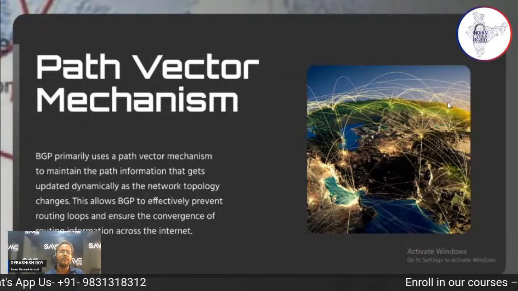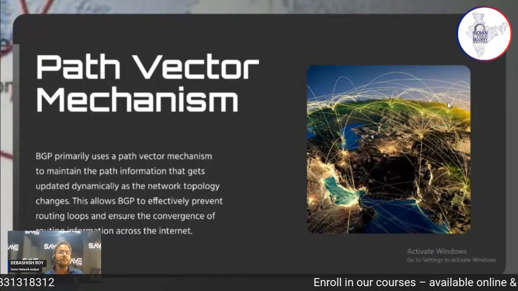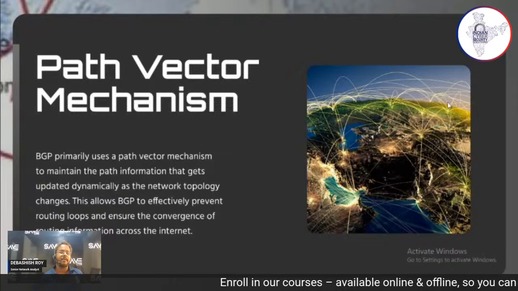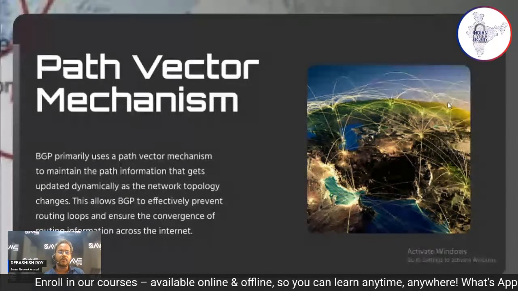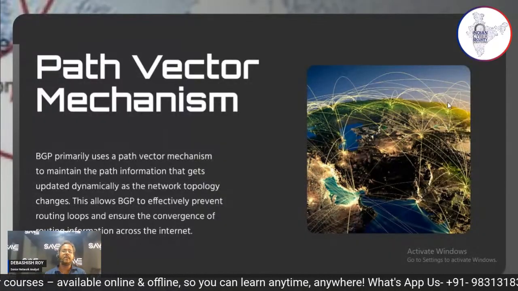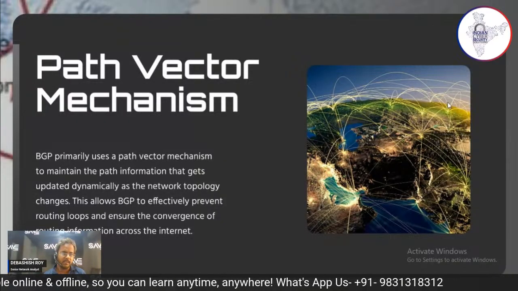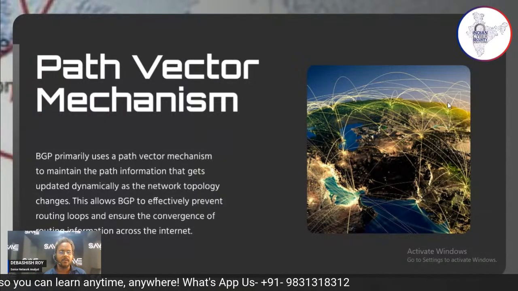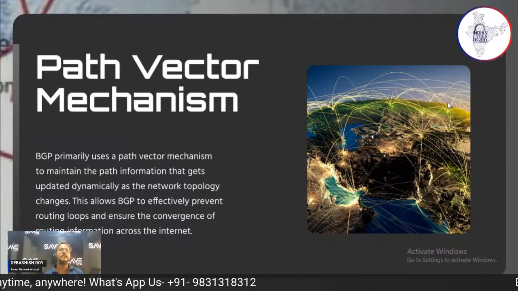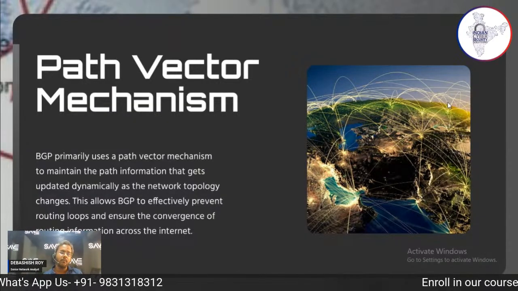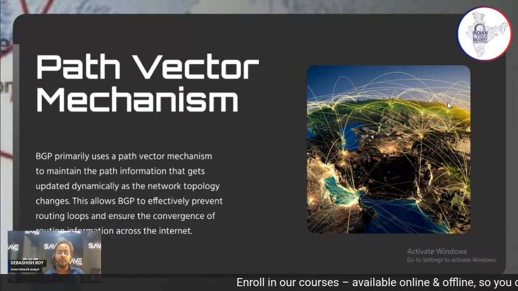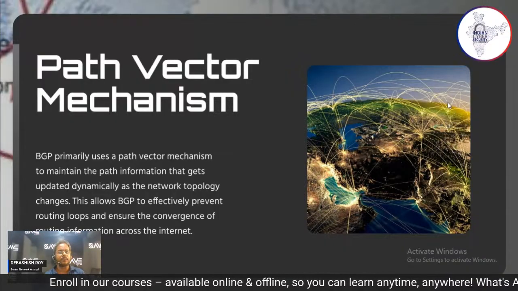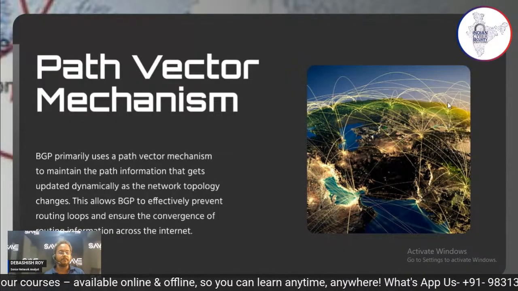BGP primarily uses a path vector mechanism to maintain the path information that gets updated dynamically, as in any dynamic routing protocol, when the network topology changes. This allows BGP to effectively prevent routing loops and ensure very fast convergence. Definitely, it uses some mechanisms to ensure that there is a loop-free network: it uses the split horizon rule, it uses the router ID, and it uses the dynamic updates also to enable a loop-free environment.